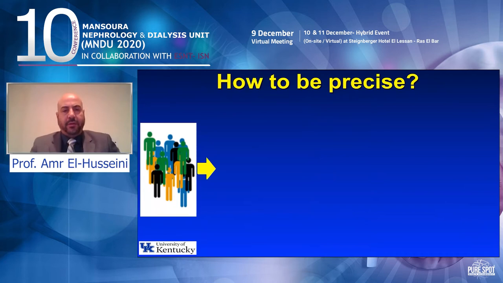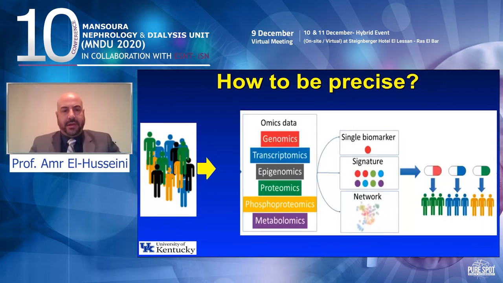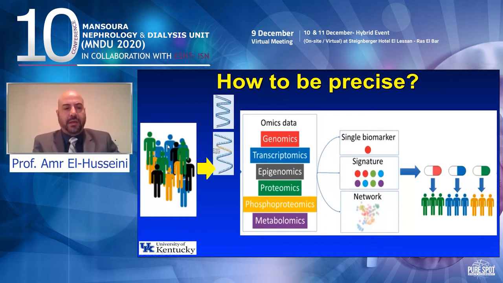To make it more precise and accurate, say you have this group of patients with the same pathology, say hypertension. Then precision medicine is not to treat everybody the same by using beta blockers or calcium channel blockers or ACE inhibitors or ARBs, but using the science of omics, you know, genomics, transcriptomics, epigenomics, proteomics, phosphoproteomics, and metabolomics, we can identify exactly what the problem is, then we can intervene accordingly.